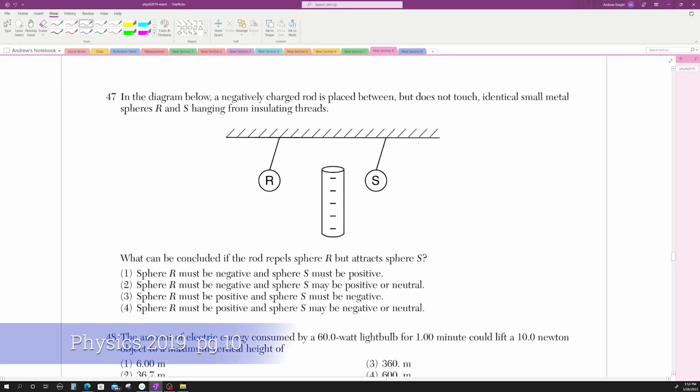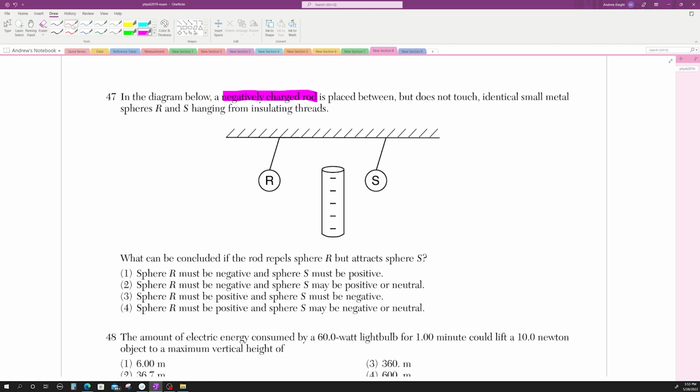Question number 47. The diagram below shows a negatively charged rod placed between, but not touching, identical small metal spheres, R and S, that are hanging from insulated threads. What can be concluded if the rod repels sphere R but yet attracts sphere S?